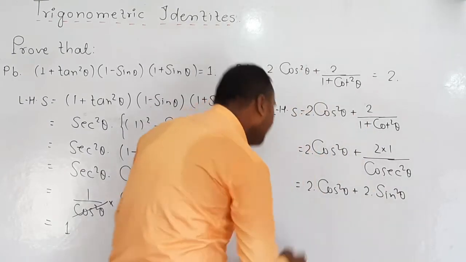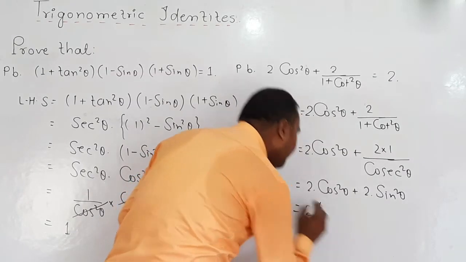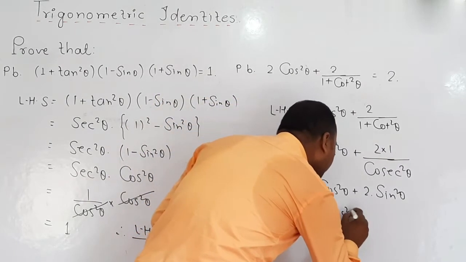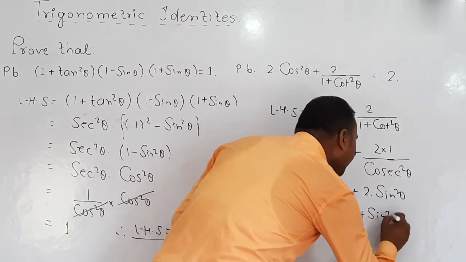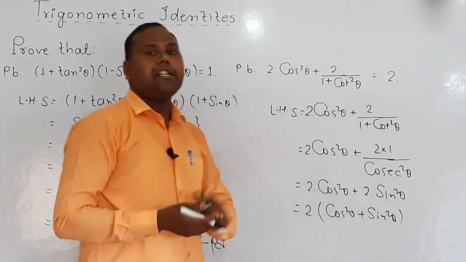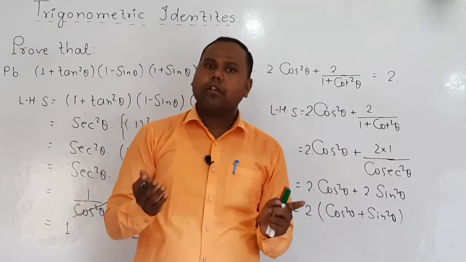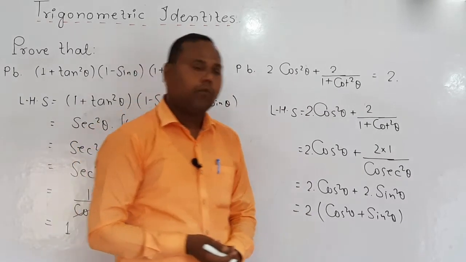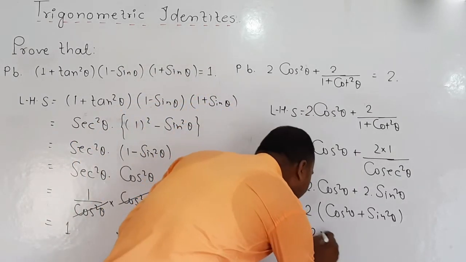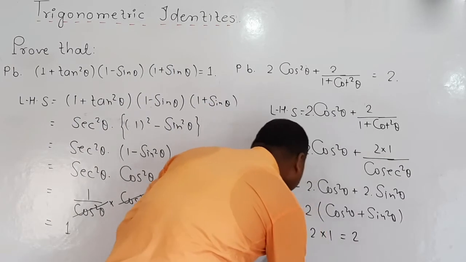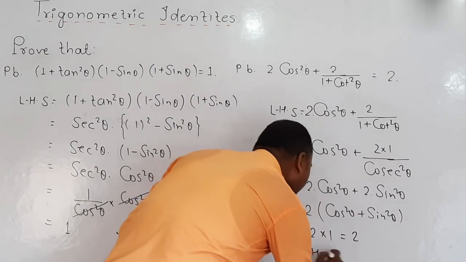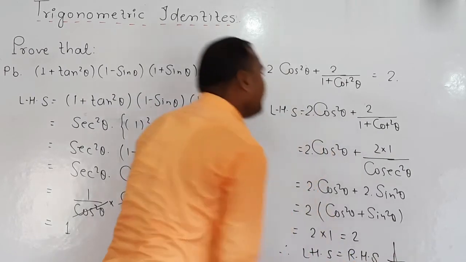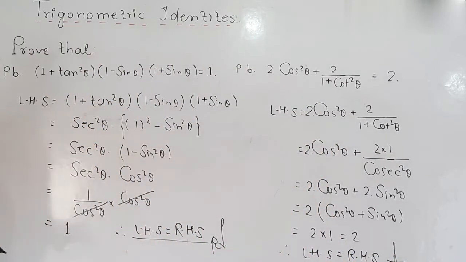After that we have to take 2 common. 2 is the common part. That means cos² θ plus sin² θ. That means sin² θ + cos² θ will be equal to 1, or cos² θ + sin² θ will be equal to 1. That means 2 multiplied by 1, that means 2. Therefore, LHS will be equal to RHS. Proved. Now, you can take a screenshot.